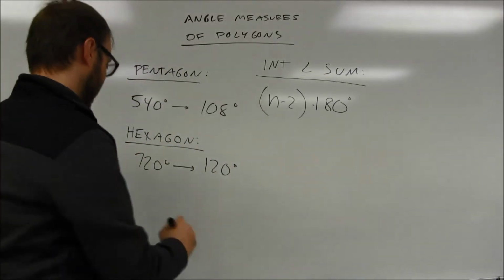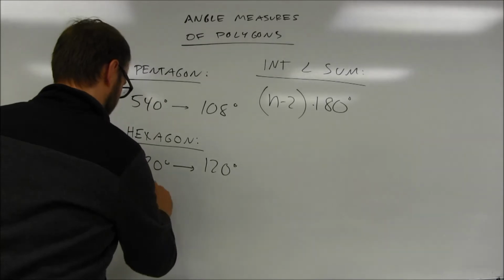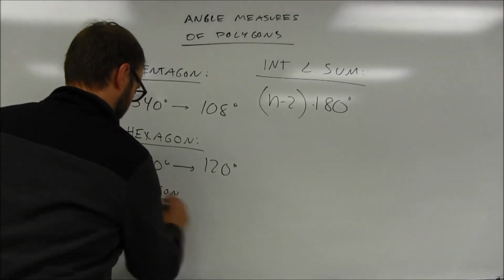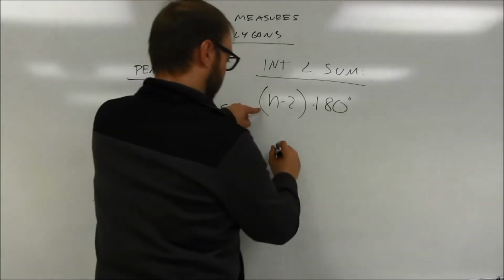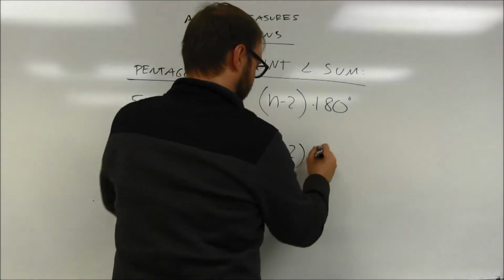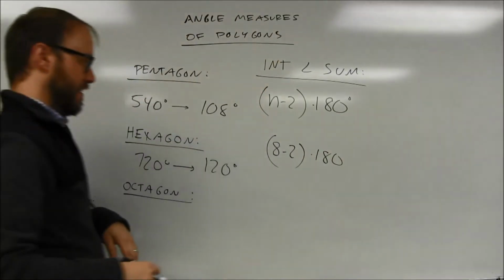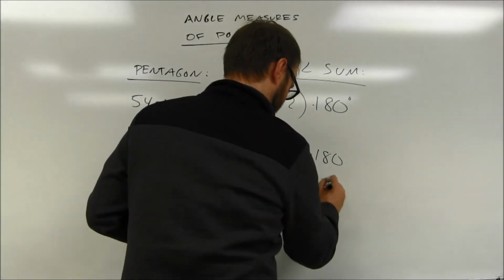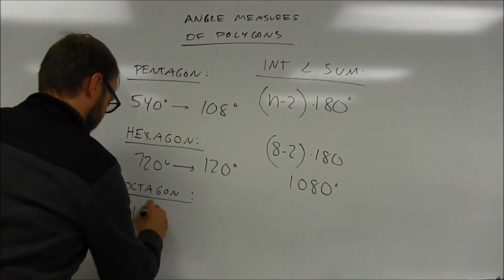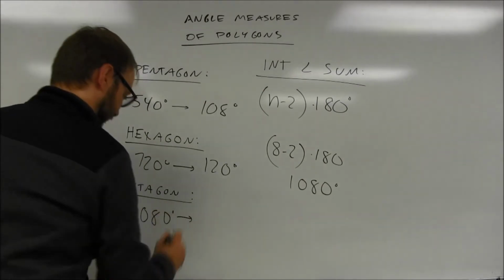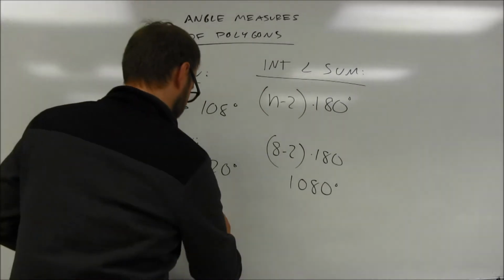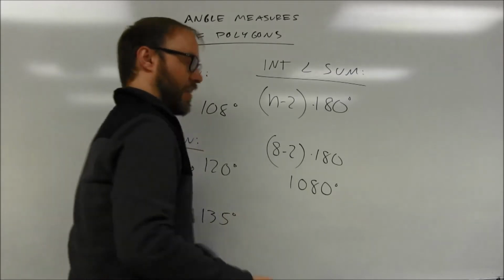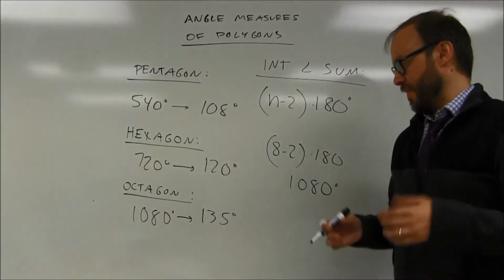Okay? An octagon. Octagon, you could use the formula here. Number of sides minus 2 times 180. That'll give you 6 times 180. I believe that's 1080 degrees. Okay? And if you divide 1080 by 8, because there are 8 angles, you find out that each of the angles of an octagon measures 135 degrees.